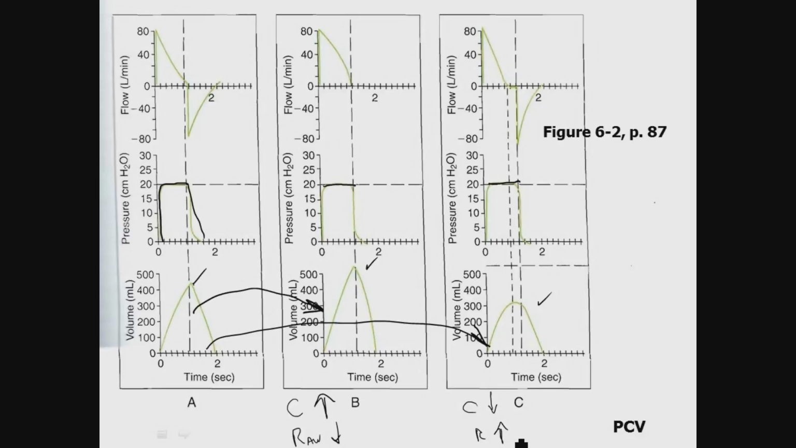In pressure-based ventilation, pressure is constant. The amount of volume and flow is dependent upon the compliance and the resistance.